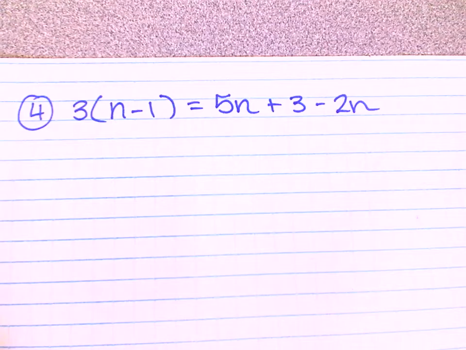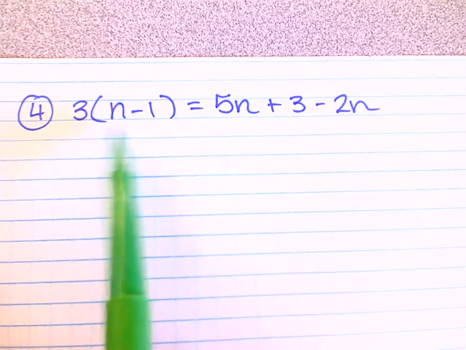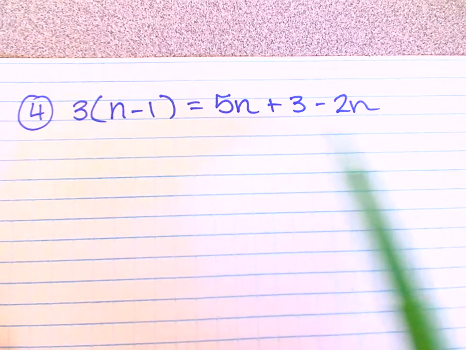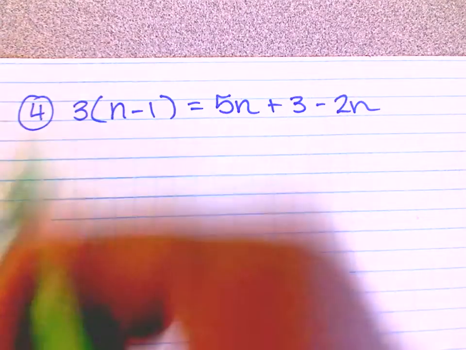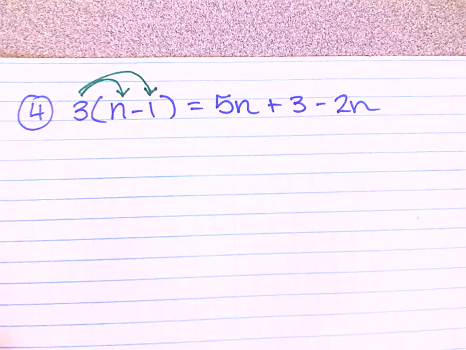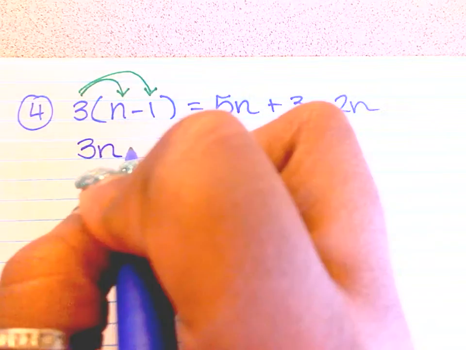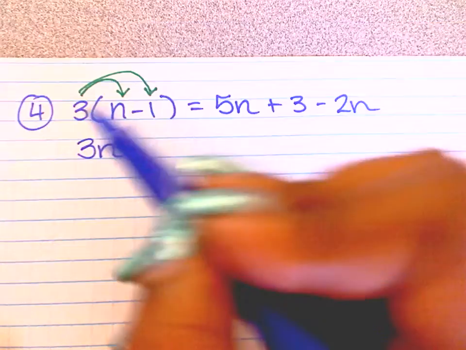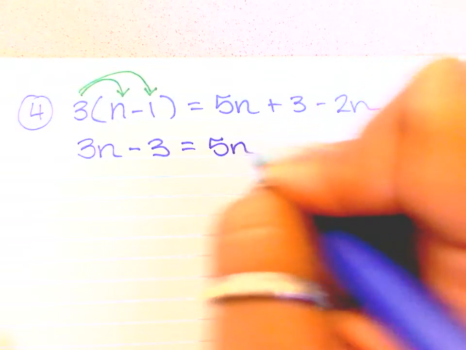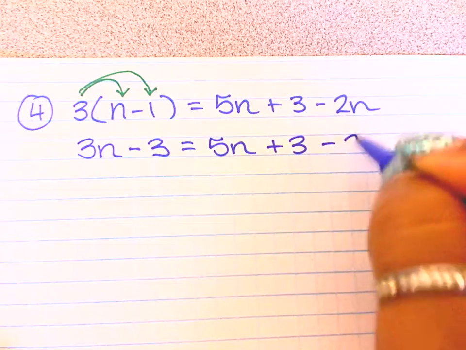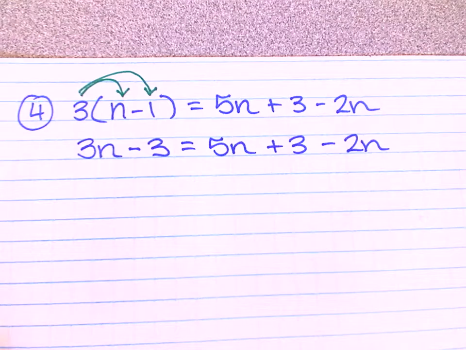So I know my first thing is to simplify both sides. Well, I have to simplify this side by distributing, and I have to simplify this side by combining like terms. So I'm going to go with the left side first. So I'm going to simplify this side by distributing. So I have 3 times n, which is 3n. Bring down my minus sign. 3 times 1, which is 3, equals 5n plus 3 minus 2n. So I distributed. I simplified the left side.